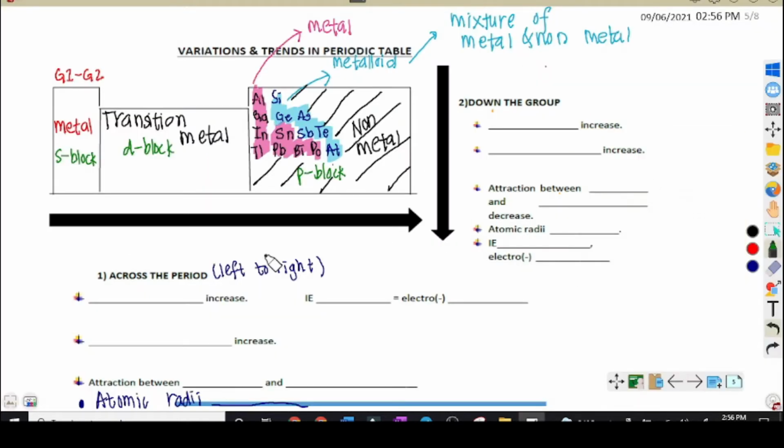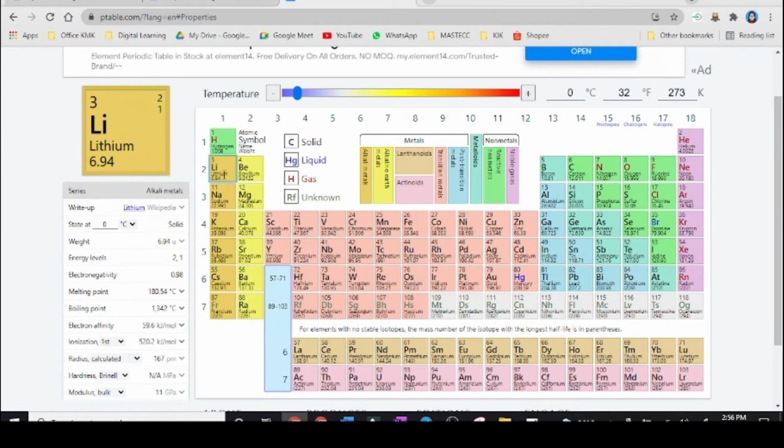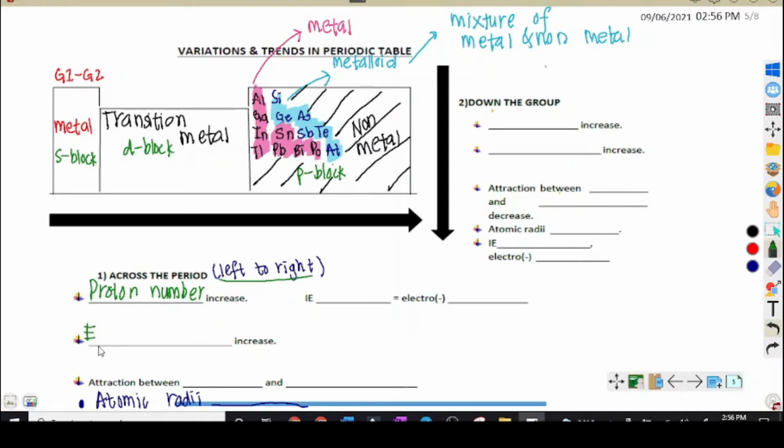So the first trend is moving across the period from left to right. You must state this in your explanation because it can go the other way around. From left to right, the proton number will increase. For example, when we go from lithium to neon of the same period, which is period 2, the proton number increases from 3 to 10. Hence, the effective nuclear charge, in short form Zeff, will increase as well.